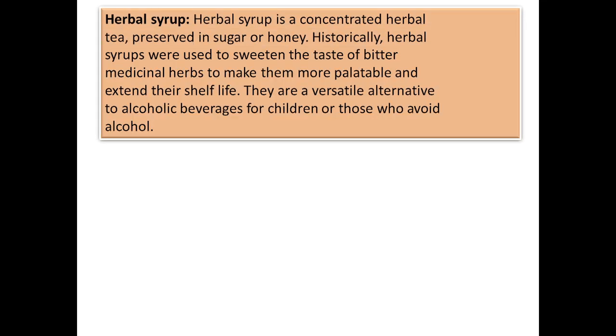Now herbal syrup. Herbal syrup is a concentrated herbal tea preserved in sugar or honey. Historically, herbal syrups were used to sweeten the taste of bitter medicinal herbs to make them more palatable and extend their shelf life. So these are concentrated herbal teas prepared using sugar or honey, and they are a versatile alternative to alcoholic beverages for children and those who avoid alcohol.